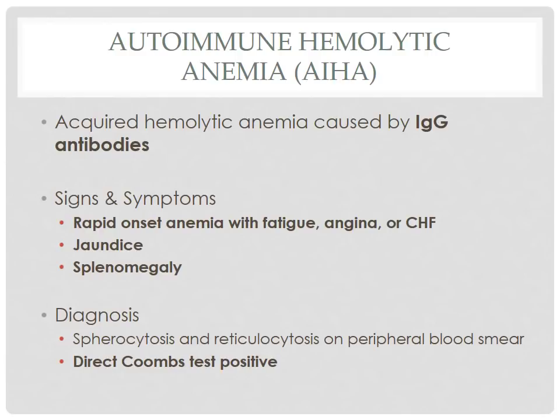The diagnosis for autoimmune hemolytic anemia includes spherocytes and reticulocytes on the peripheral smear, but ultimately the diagnosis is made by the direct Coombs test, which is positive, meaning that it is an extrinsic issue.